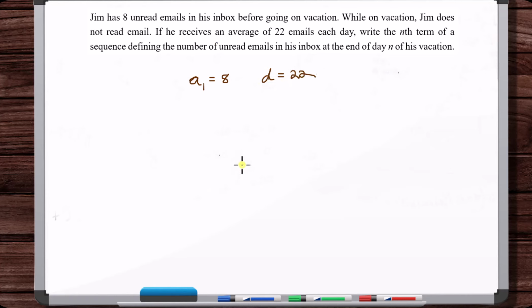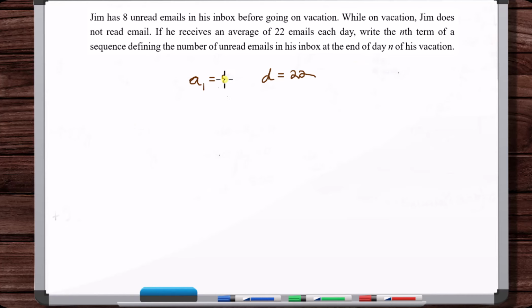So now it's just like one of the previous problems we did. It's just a word problem. If we want to write a sub n for the number of unread emails in his inbox at the end of each day, well, wait, we have to be careful here. See, these word problems can be tricky. You have to really read it carefully. The nth term of the sequence defines the number of unread emails in his inbox at the end of day n of his vacation. Okay, we know d is 22, but I messed this up here.